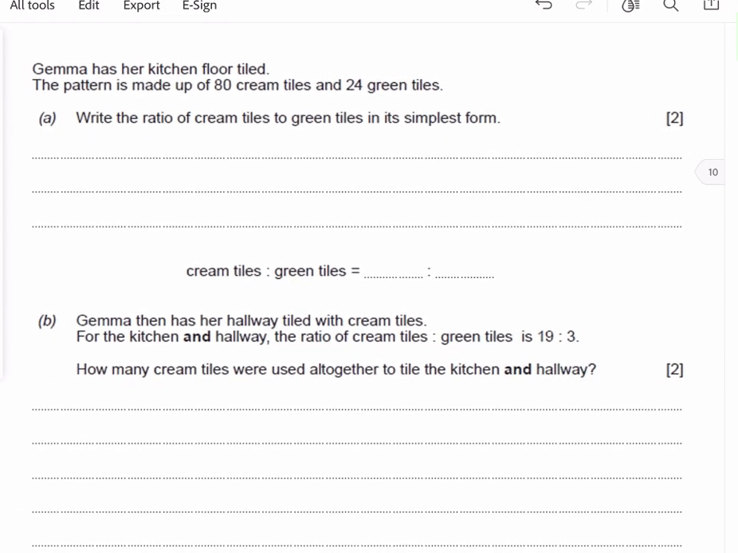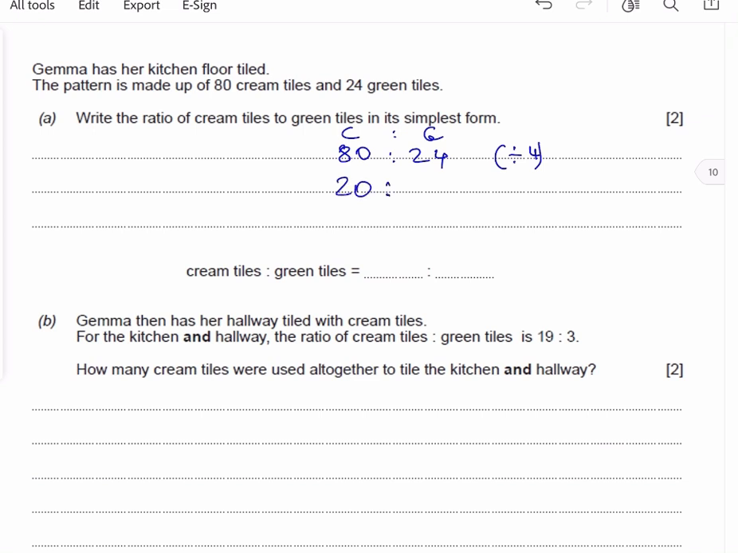Let's look at the next question. Gemma has her kitchen floor tiled. The pattern is made up of 80 cream tiles and 24 green tiles. So we need to write this ratio in its simplest form. So let's write it down, 80 to 24. So we can divide each number by 4.